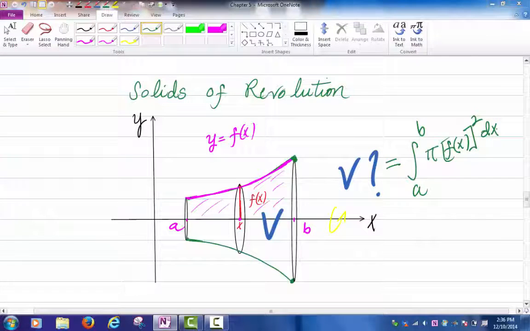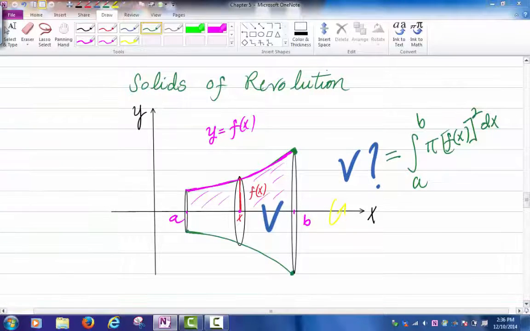So at any x between a and b, I have the cross-sectional area, and I have a single formula for all the cross-sectional areas. This integrand tells you the cross-sectional area at any x. So I'm integrating the cross-sectional area function in order to come up with the volume. You can imagine that I am basically adding up the areas of all the cross-sections, and that should be the volume.